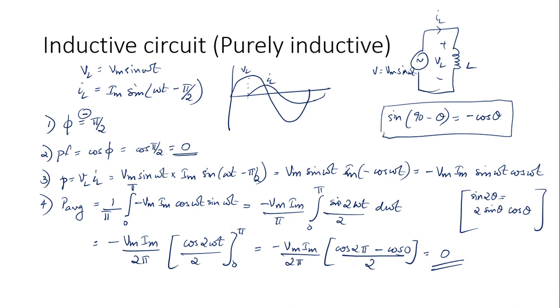So again, you just recollect what we have done over here for an inductive circuit. The phase difference is minus pi by 2. The minus is simply indicating the lagging nature of the current, and then you are having the power factor cos 90, that is 0. Then you are having the instantaneous power. You just multiply these two. Instead of sin omega t minus pi by 2, you have written it as minus cos omega t. And you take the average value. You have found out the average power is 0.